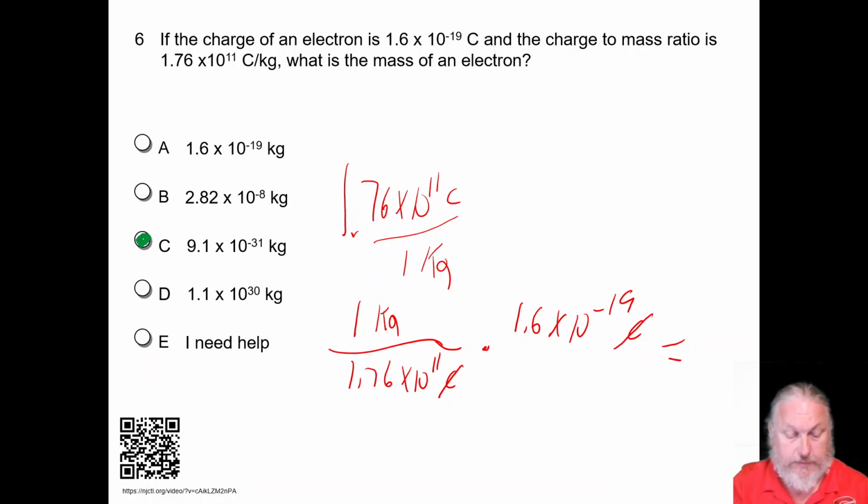Well, no, I didn't do the math calculation right. I put a negative instead of the minus. So what I got was 9.1 times 10 to the minus 31st kilograms. So what does that tell me? That tells me that the mass of an electron is very, very, very small.